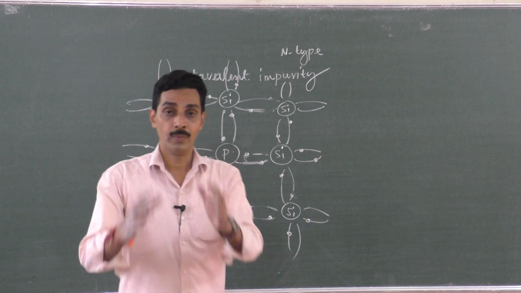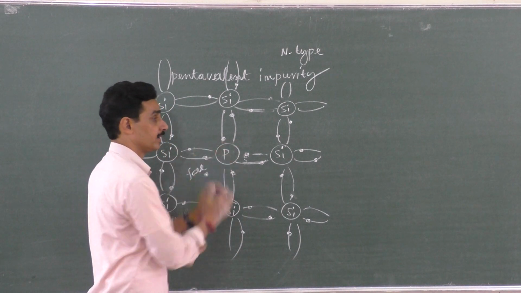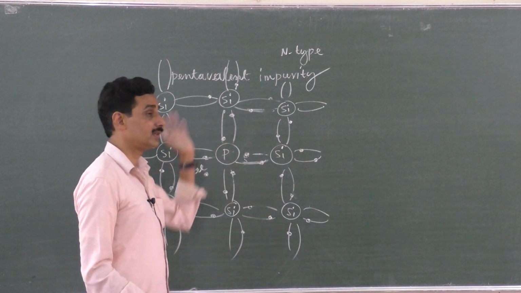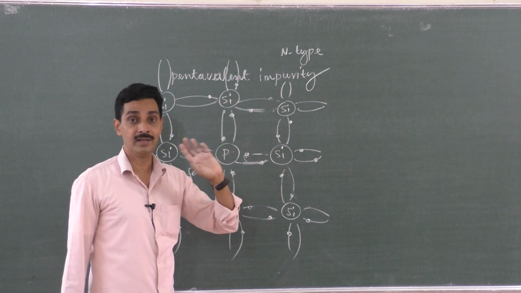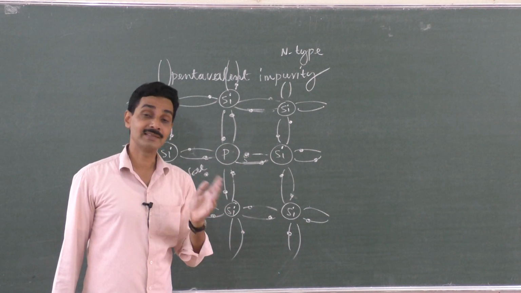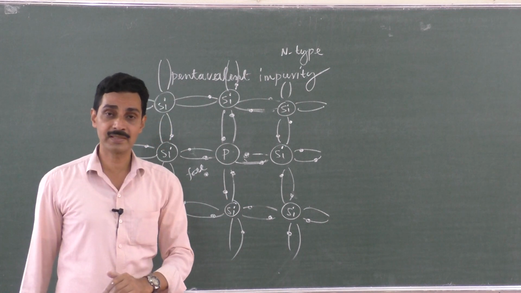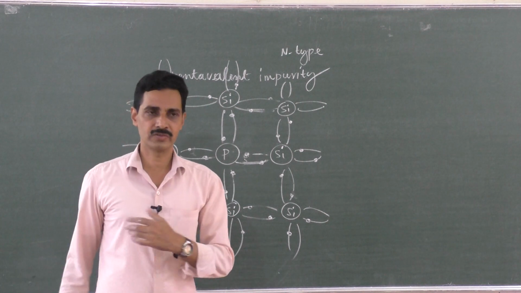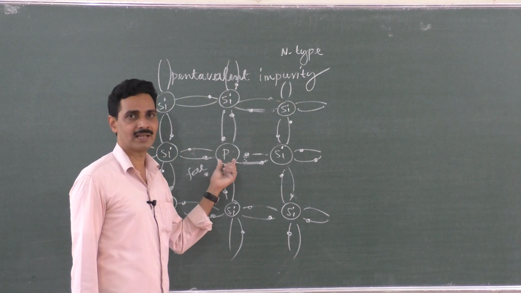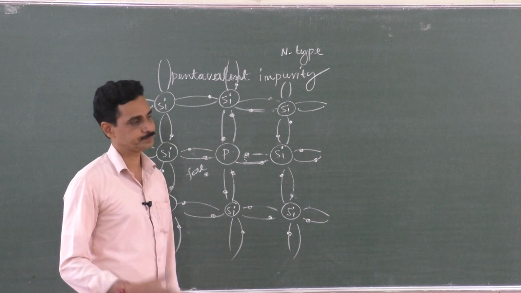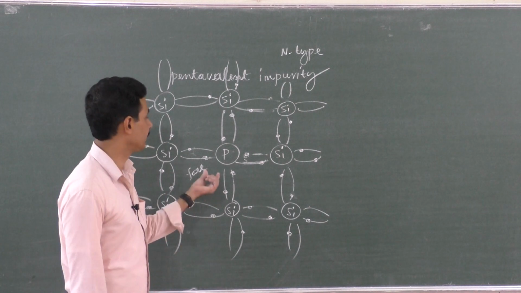It was neutral. 5 valence electrons, some other electrons, and an equal amount of positive charges inside the nucleus. Totally it is neutral. When that atom is brought here and kept, phosphorus is neutral, and silicon is already neutral. We are talking about only these valence electrons, that's all. That doesn't mean that only valence electrons are present in an atom. There are some other electrons also.